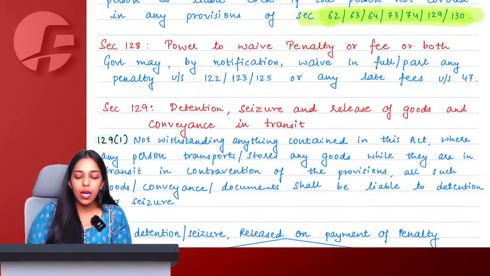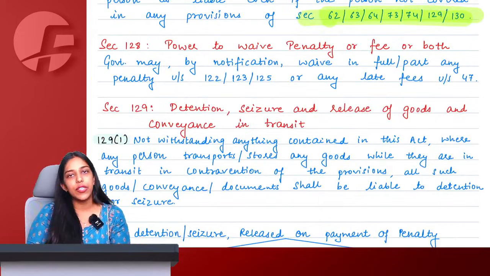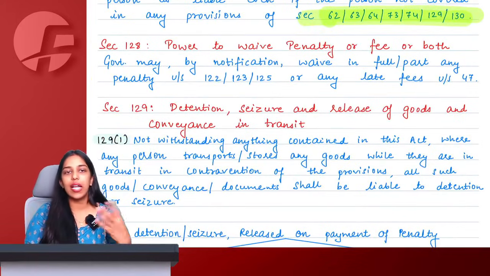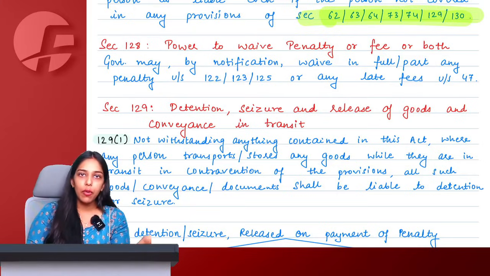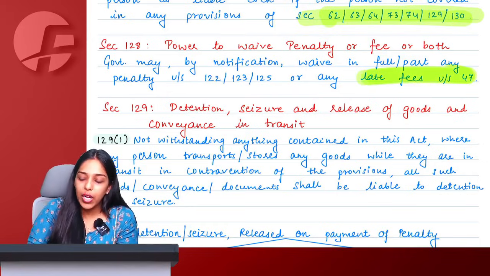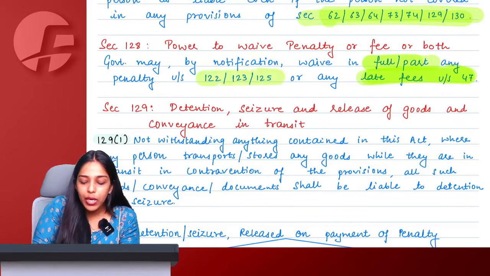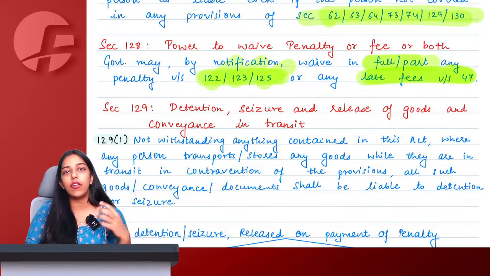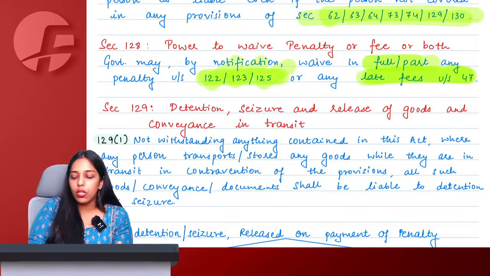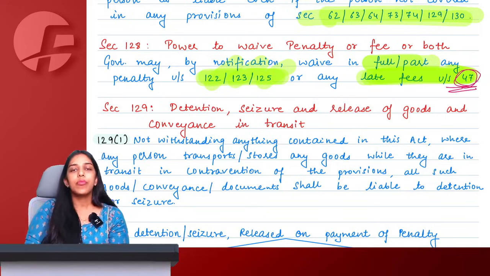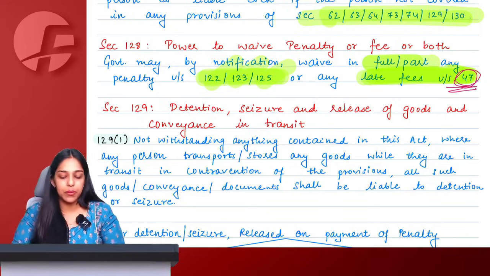Also, government has a power to waive off your penalties or fees, or both, we know. And government normally under many circumstances like natural calamities or at the time of COVID, government also waives off your late fees for filing return a lot of times. Similarly, government has a power to waive your penalty in part or full for any penalty that is being levied under 122, 123, 125, any penalty government can levy, or they can give you discount. And also late fees under section 47. This is late fees for filing late return. This waiver government gives a lot of times.